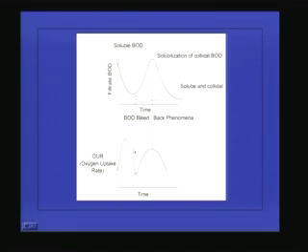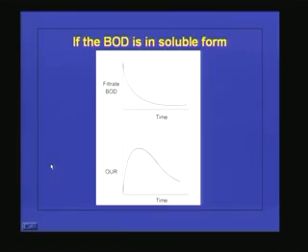So in the contact stabilization process, what is happening is that the first tank will take care of this portion, and the second tank will take care of this portion. We will see it in detail. So this is the profile. If the BOD is completely soluble, the filtrate BOD goes on decreasing. If you see the oxygen uptake rate, initially it will increase, then it will decrease, and there will not be any further increase.